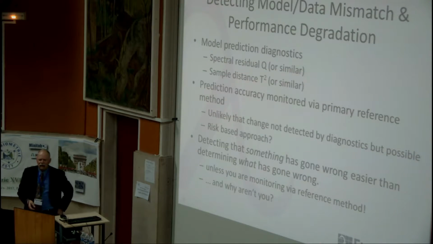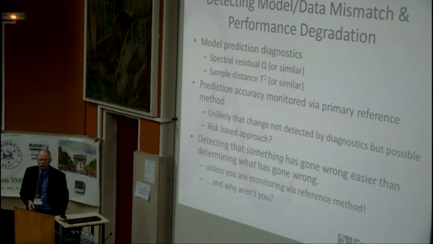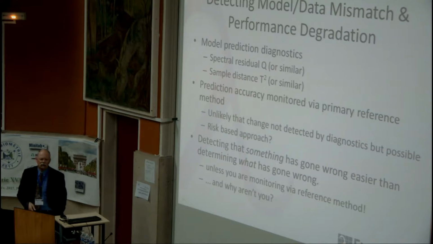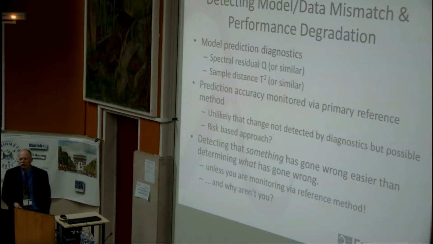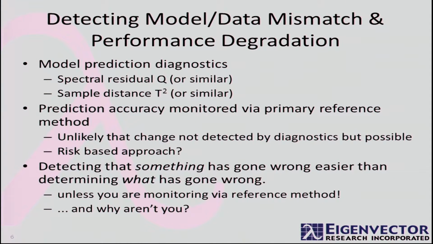So how do you detect data model mismatch and performance degradation? Well, we have our model prediction statistics. So we use a lot spectral residual Q or similar measure, depends on whose package you get it out of, what they call it. Sample distance measures, t-squared or other Mahalanobis distance or similar. We use those a lot.